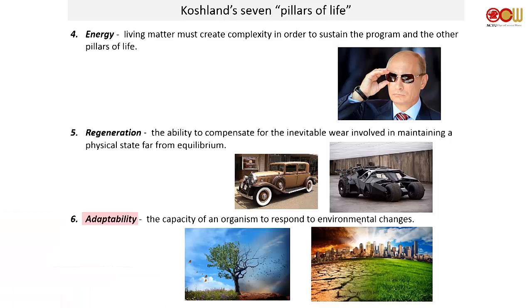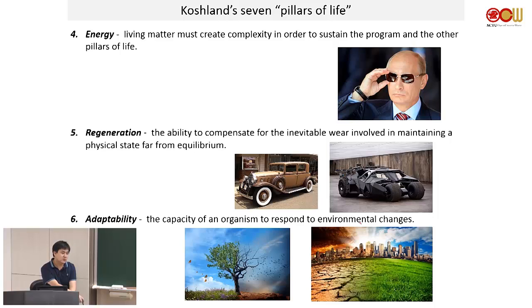Number 6, adaptability. This is the capacity of an organism to respond to environmental change. This is different from number 2; this is a transient adaptation. What does that mean? For example, in Taiwan, winter temperatures are about 15 degrees Celsius, but in the summer it can go up to 35 degrees Celsius. That's a change in environment. You have to be able to adapt to that kind of environmental change, temperature change.